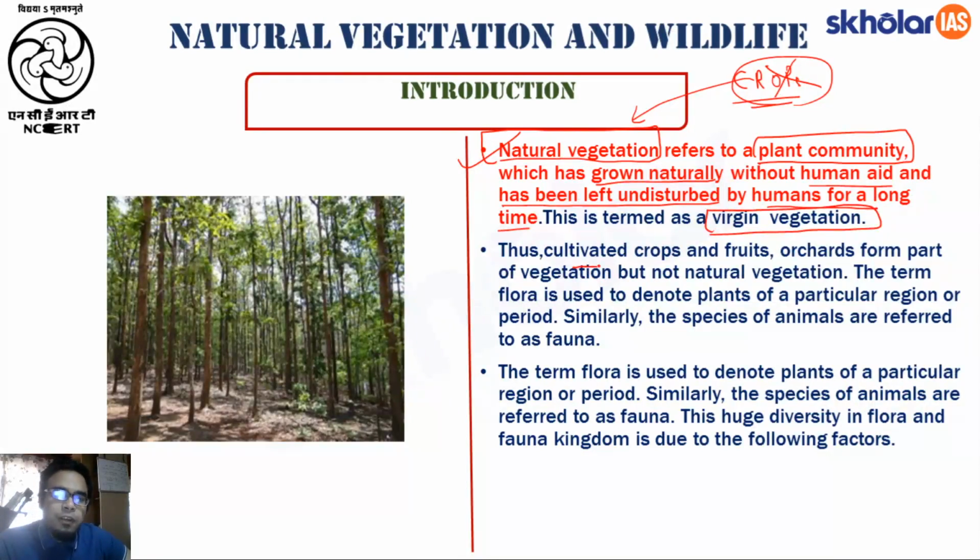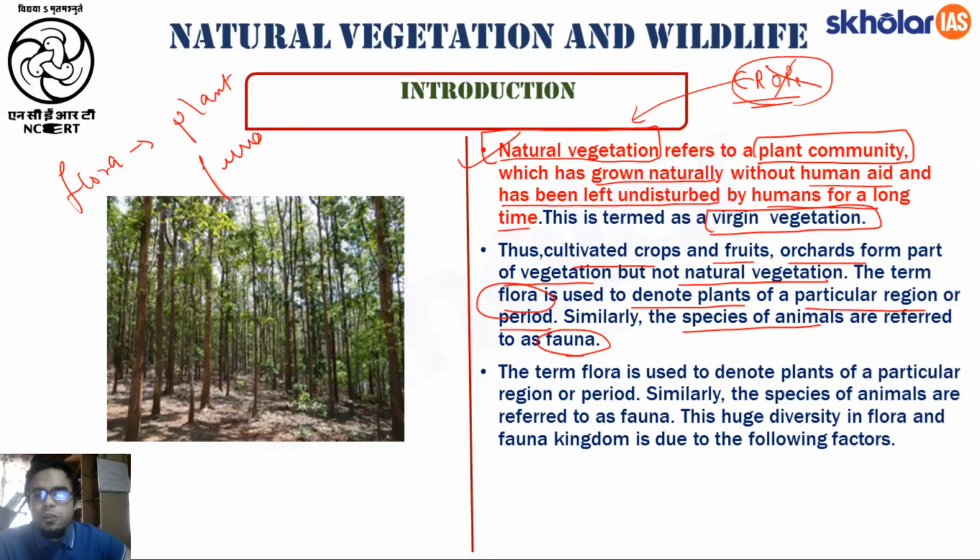Alright. Thus, cultivated crops and fruits, your orchards, form part of vegetation but not natural vegetation, like I have already explained, right? So the term flora is used to denote plants of a particular region or in a particular period, and similarly, the species of animals are referred to as fauna. So flora refers to plant species and fauna refers to animal species, right? Simple. Then this huge diversity in the flora and fauna kingdom is due to various factors.